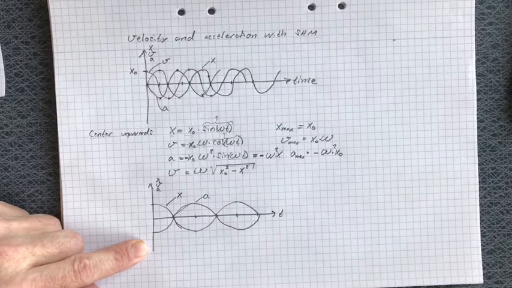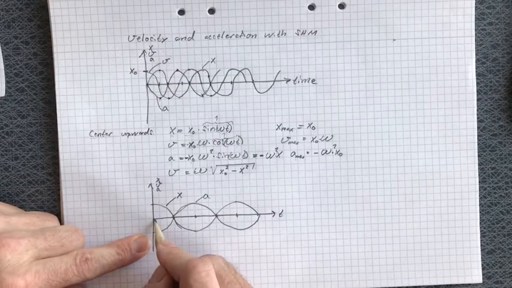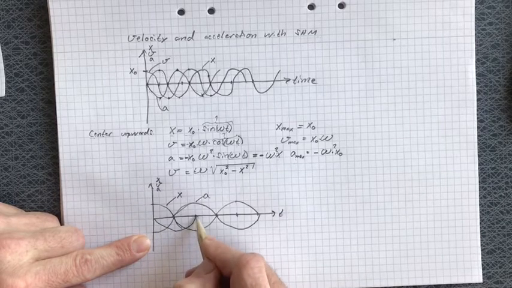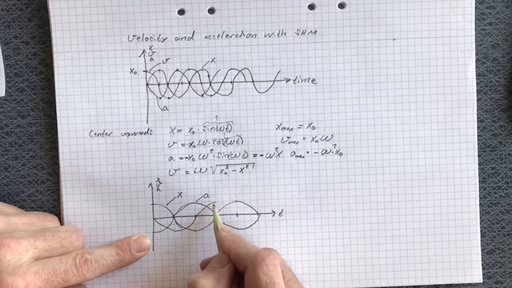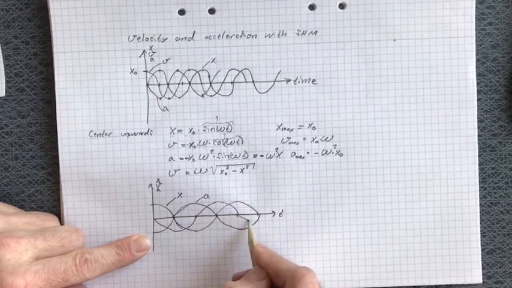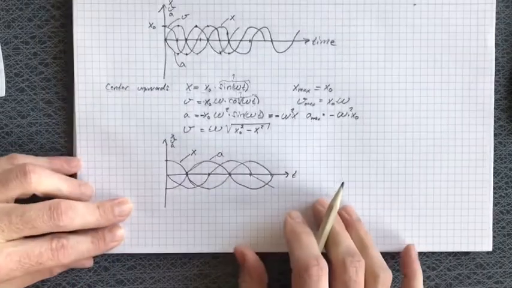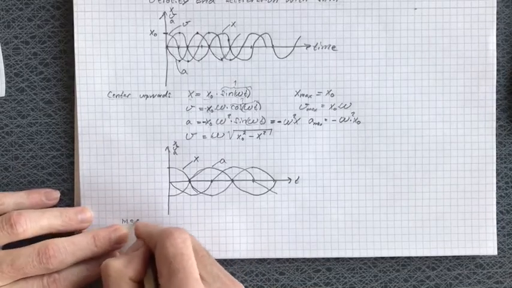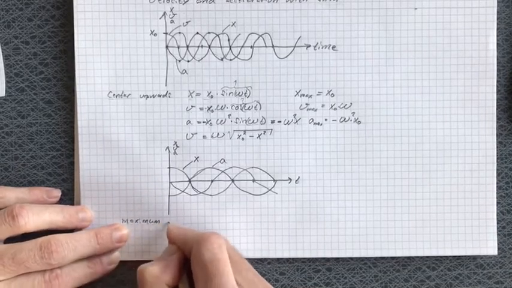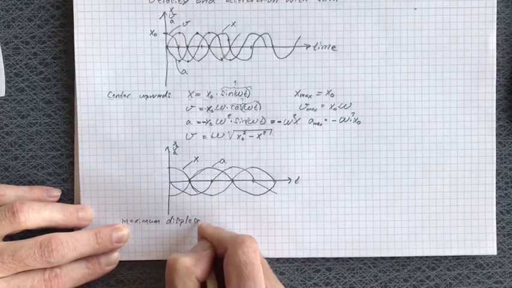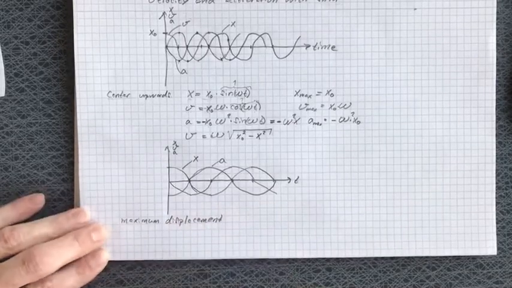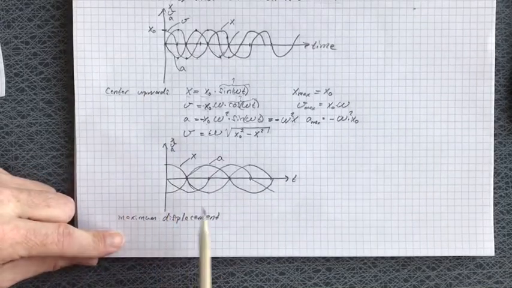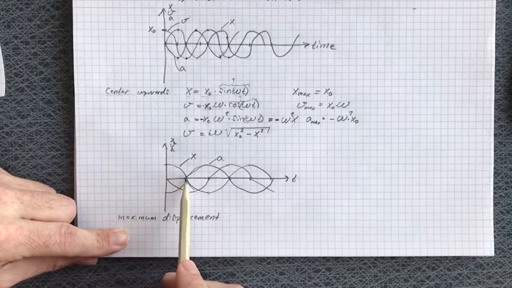And finally, the velocity curve will look like this. It will go in this way, and then it will go this way, and then this. So this is the case where we start with maximum displacement. So instead of center upwards, we start at its maximum displacement, and it can only go down then.